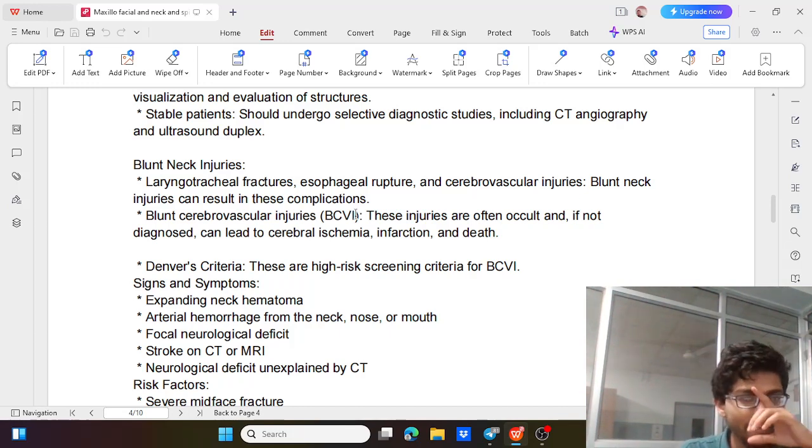So cerebrovascular injuries are not very easily visible but can be occult, so hidden. If not diagnosed timely, अगर सही टाइम पे नहीं देख रहे हैं तो it can cause cerebral ischemia, infarction and death. तो पेशेंट का ब्रेन में ब्लड जाना रुक के पेशेंट का डेथ हो सकता है.